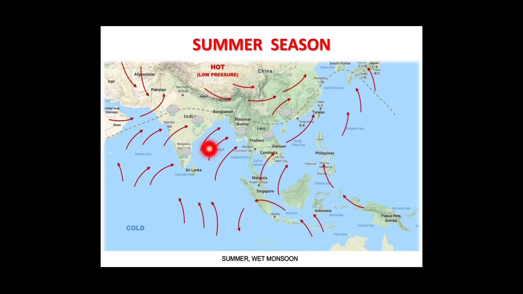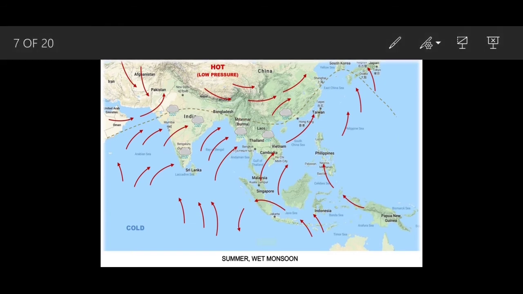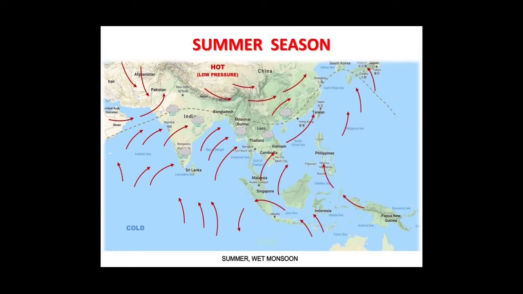Whereas the sea, the ocean, is comparatively cooler. If we compare the land and sea, the sea is comparatively cooler. So it develops high pressure. And as I told you, because of this, wind blows from high pressure to low pressure, that is from sea to land. Can you see the direction of the winds? They are moving from sea to land. Alright. So this is the summer condition.